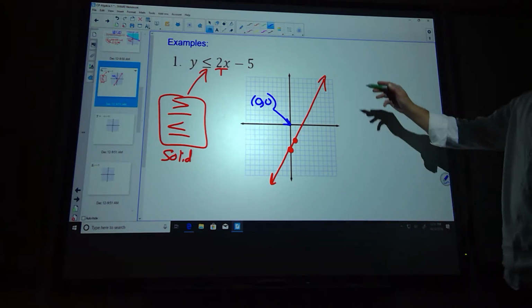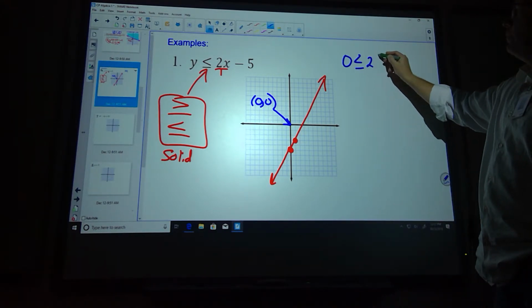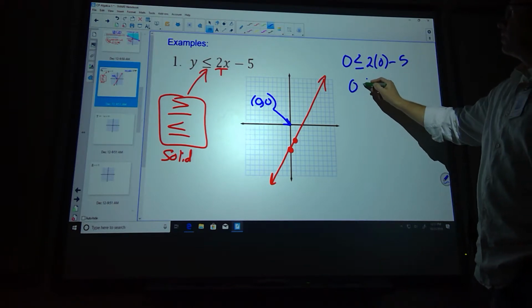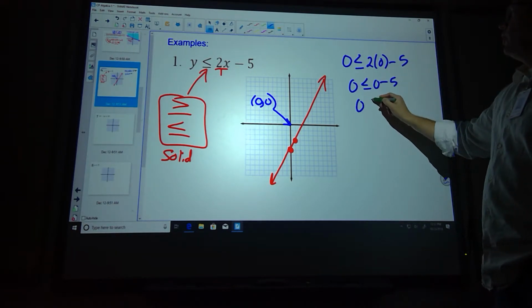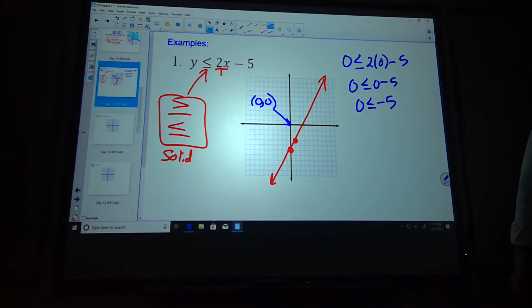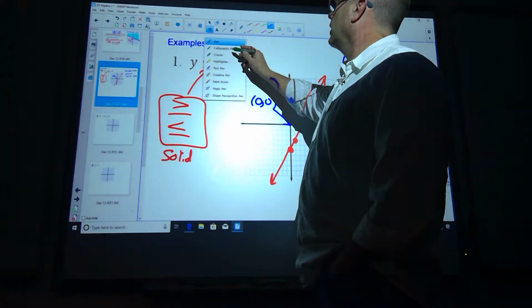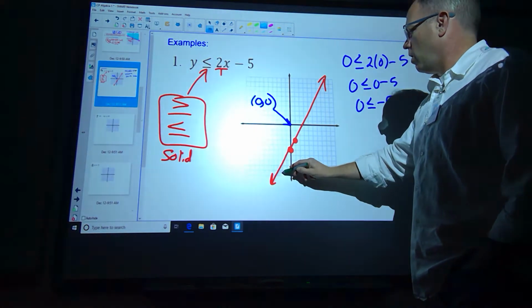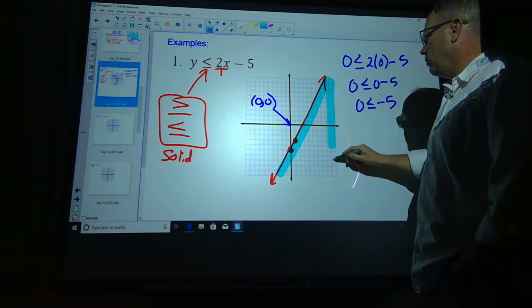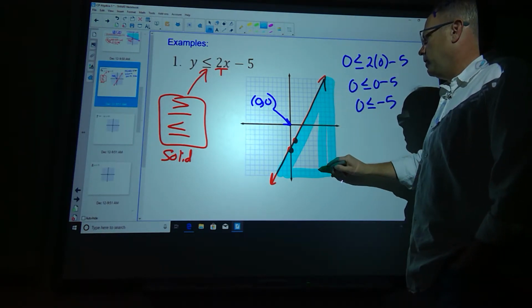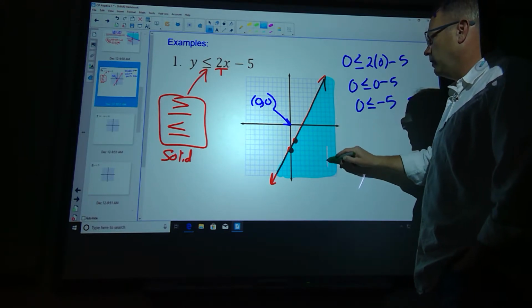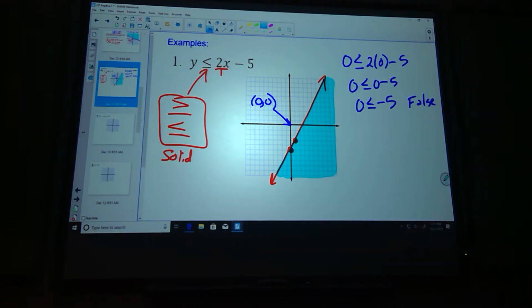0, 0 is a point, so I'm going to plug it in. So I'm going to get 0 is less than or equal to 2 times 0 minus 5. So 0 is less than or equal to 0 minus 5. So is 0 less than or equal to negative 5? No, this is false. So where do I shade? Do I shade the side that the 0, 0 is on, or do I shade the other side? The other side, right. Okay, so all over here, including the red line, is our shaded region. So if I pick any points over there and plug them in, it gives us a true statement.